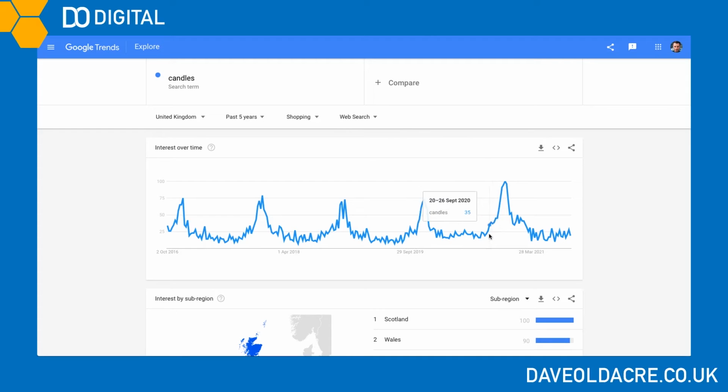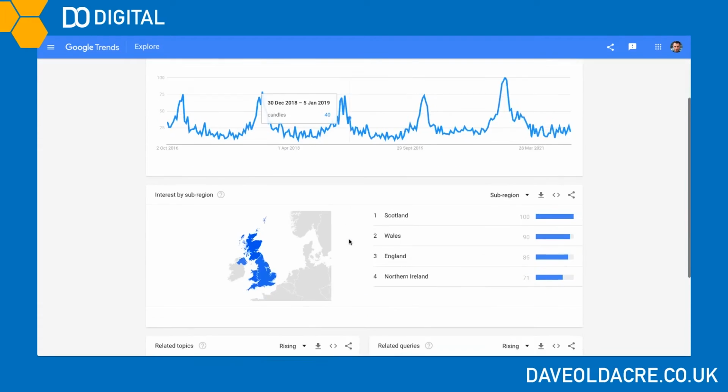In this case, they're starting around September, late September, early October, and that's the same year on year. So that tells us immediately in the run up to the Christmas period, people start searching for candles around the end of September, early October period. So that's when you need to have your content online and ready for Google to start indexing and for people to start reading and engaging with.